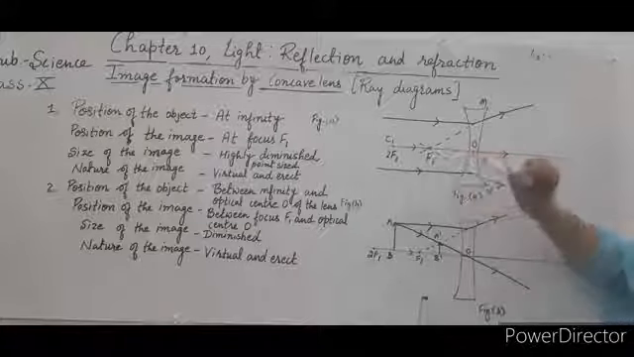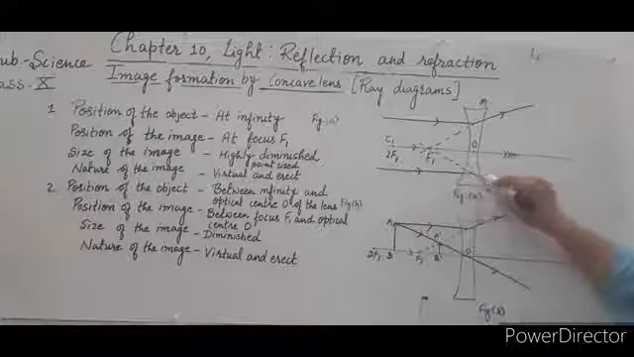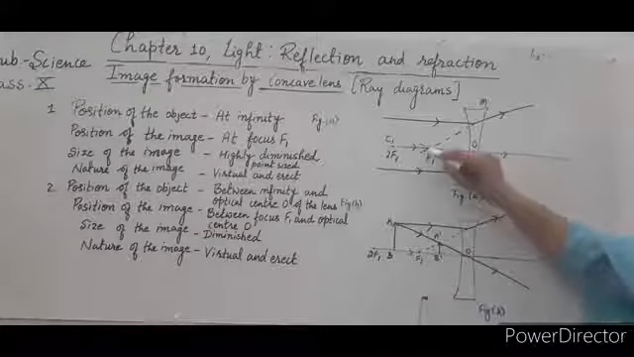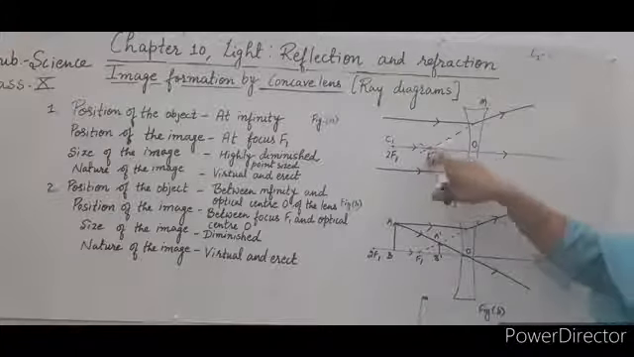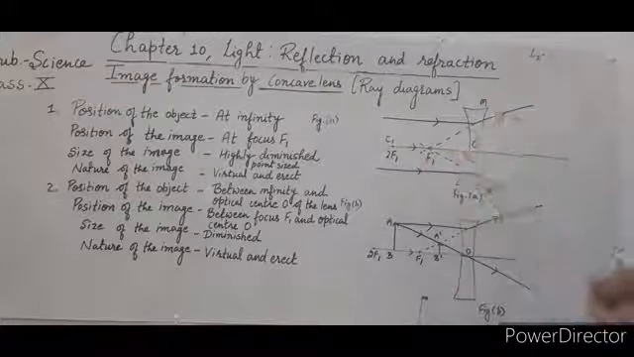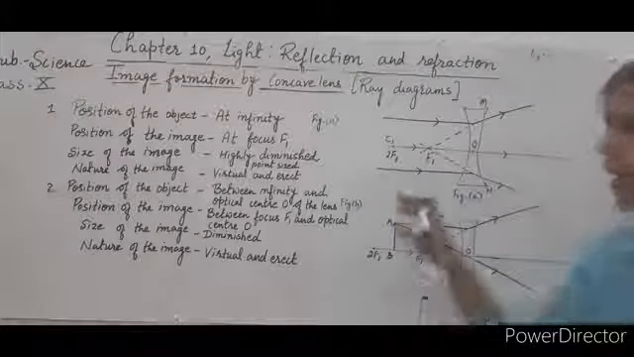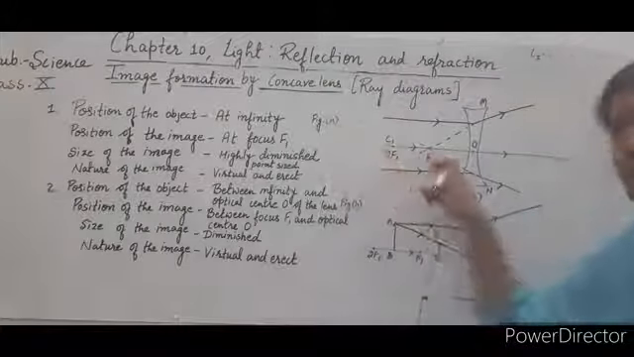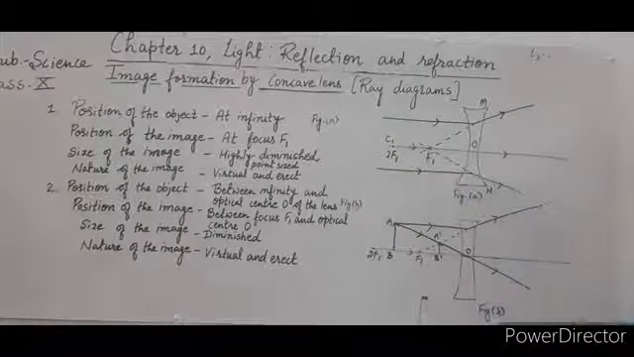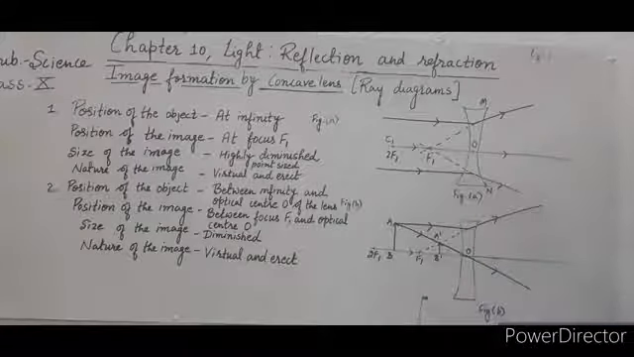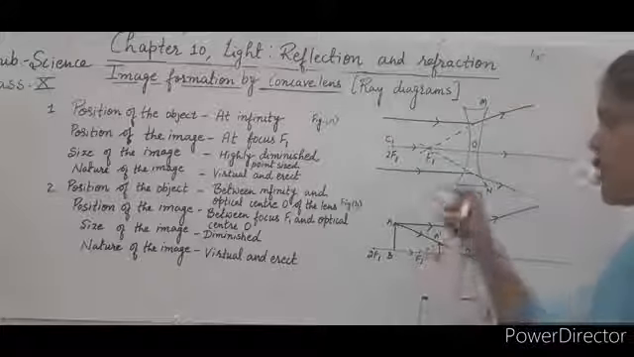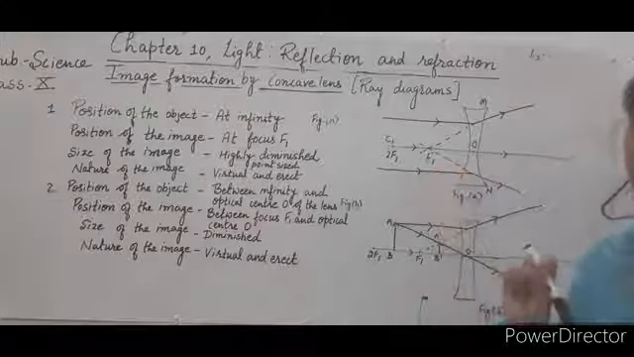Similarly, all the parallel rays appear to diverge from this point. This is the principal focus, lying on the same side of the lens. So the position of the image is at focus F1. The image is formed at F1. The size of the image: the image is highly diminished, a point-sized image is formed. The nature of the image is virtual and erect.